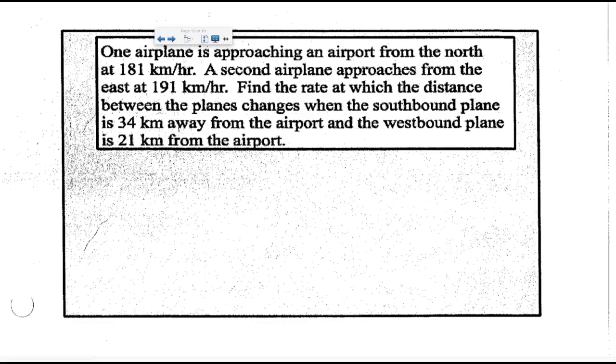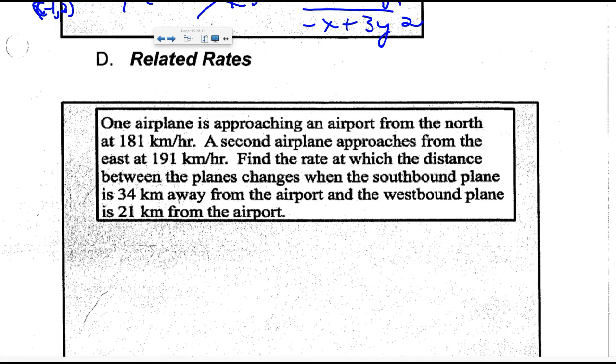All right, then we did related rates. There's such a huge process for related rates that I think instead of writing it all out, we'll just go through a problem with it. So we've got an airplane approaching an airport from the north at 181 kilometers per hour. A second airplane approaches from the east at 191 kilometers per hour. So let's put that airport here, coming in from the north, coming in from the east. These are rates of change.